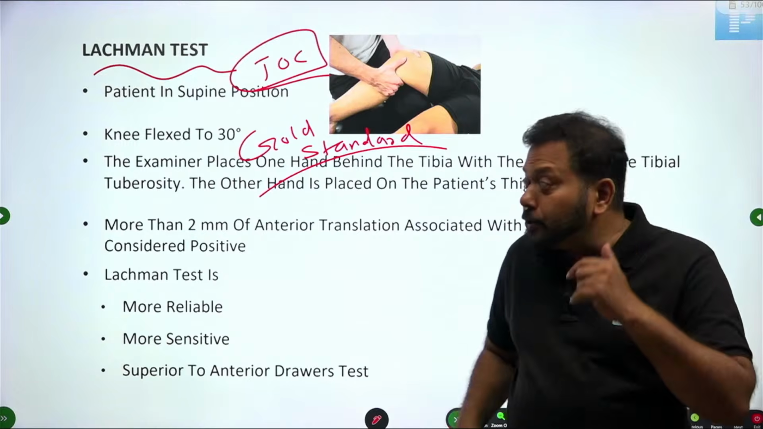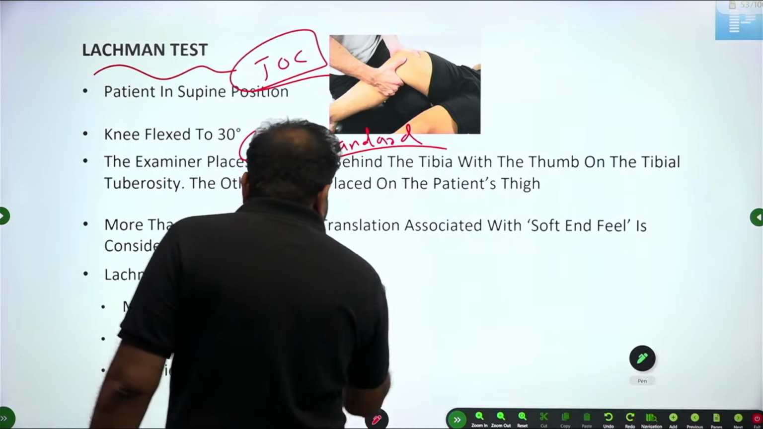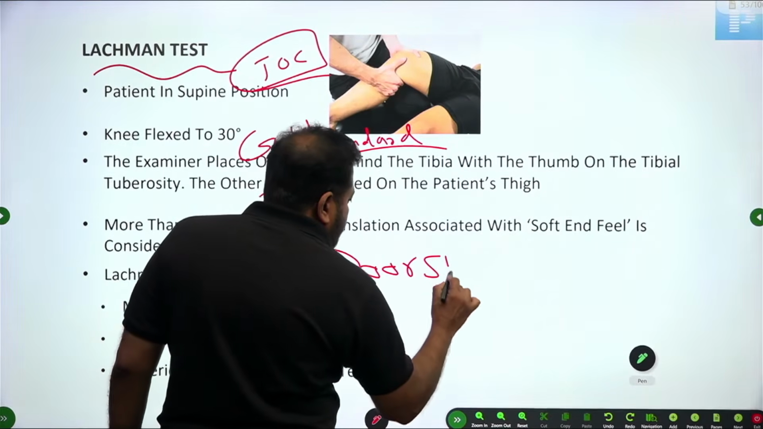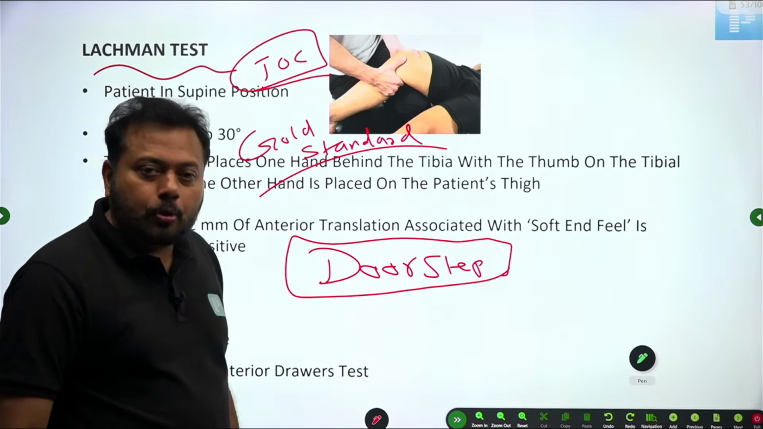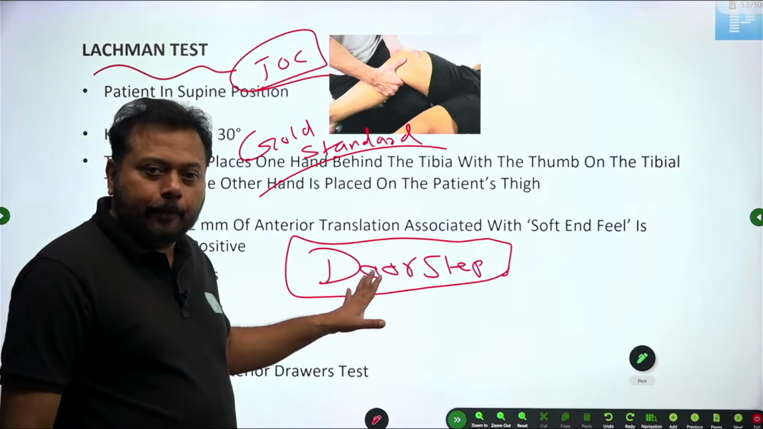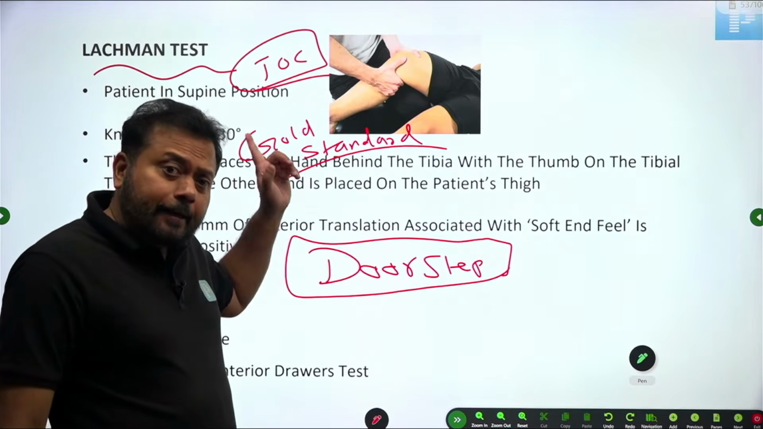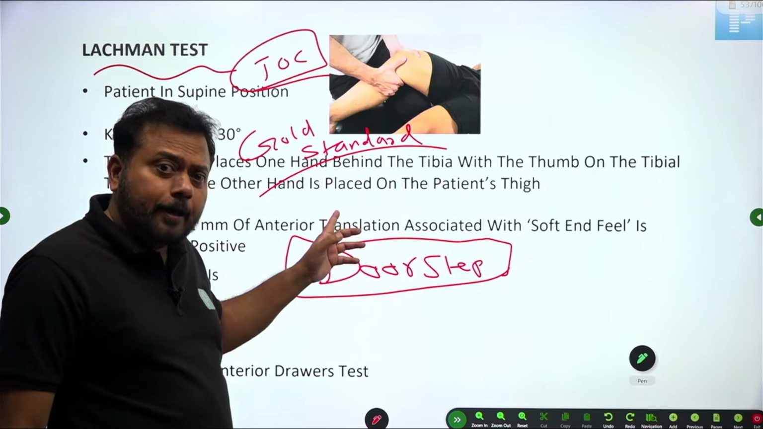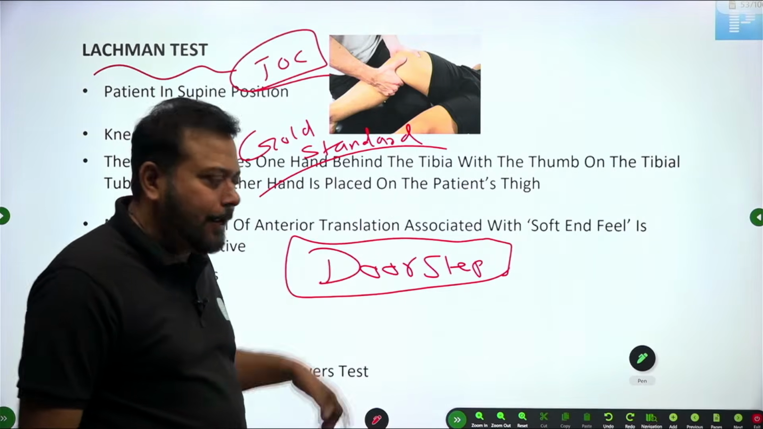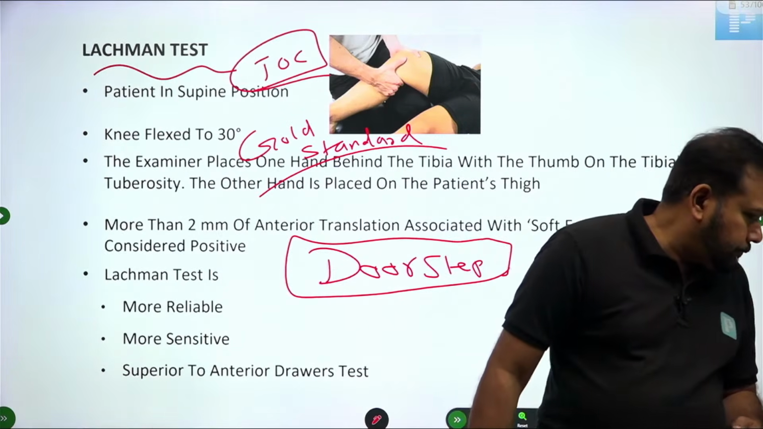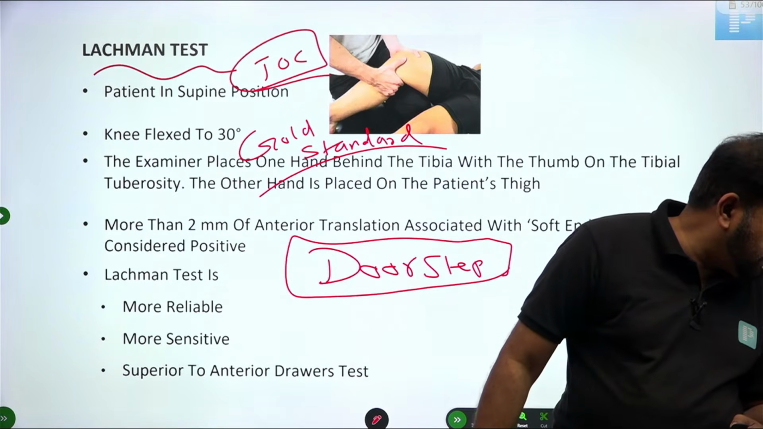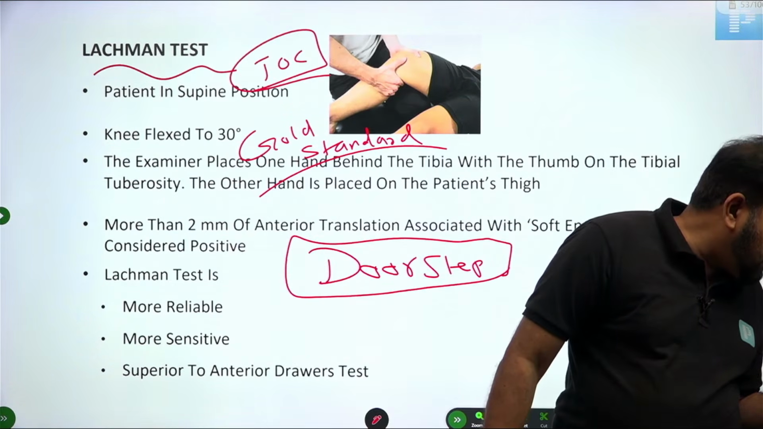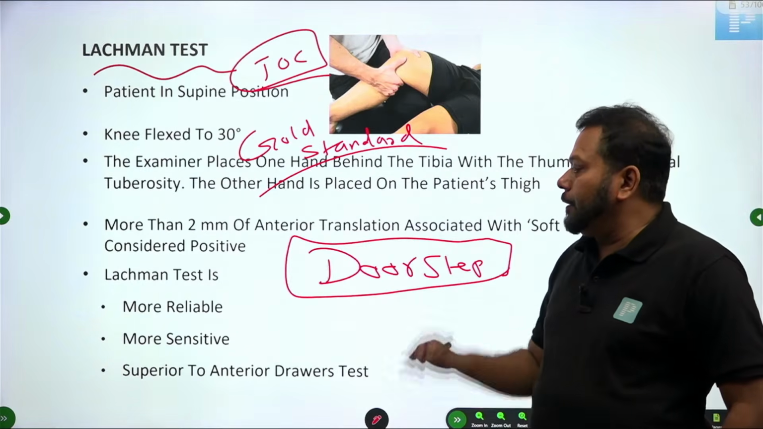This is called the doorstep phenomenon. Doorstep phenomenon is there in the anterior drawer. Doorstep phenomenon is not there in Lachman's. Okay, good. Marvelous. Yes, you have answered, the doorstep phenomenon.